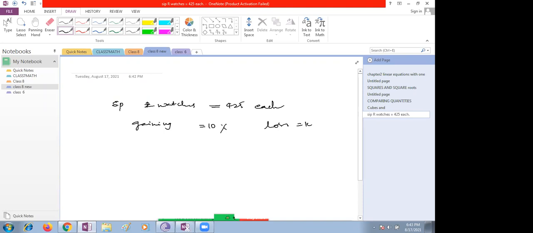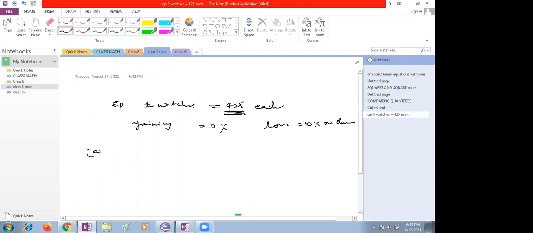Then there are 4 options. Option A, he neither gains nor loses anything. Option B, he gains 1%. Option C, he loses 1%. Ma'am, I thought neither gain nor loss, no gain, but that's the wrong answer.